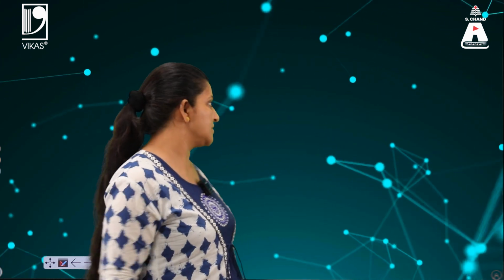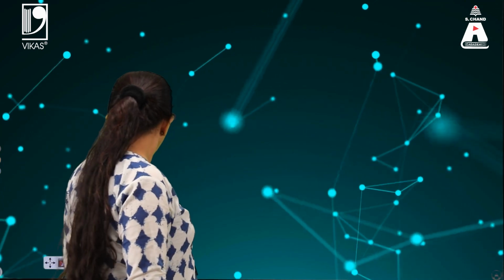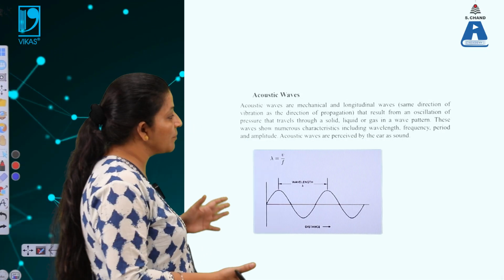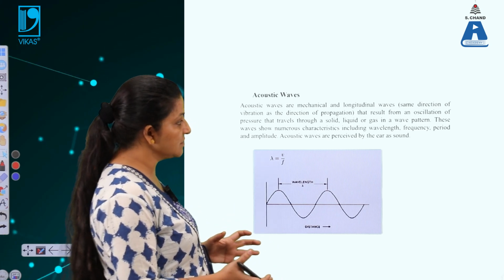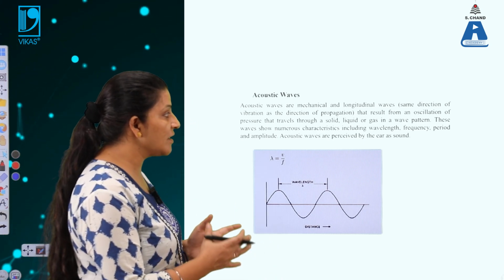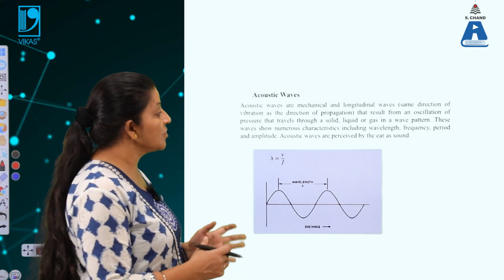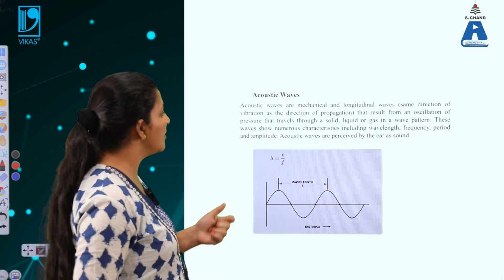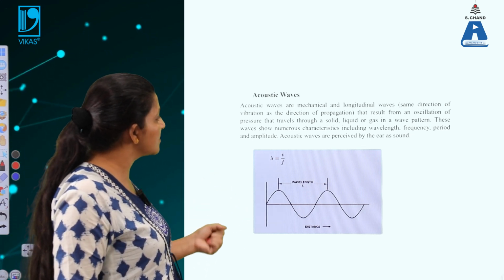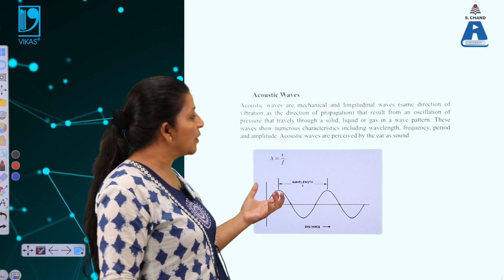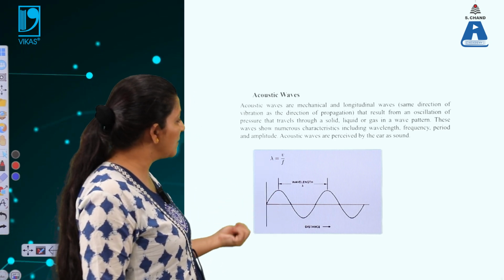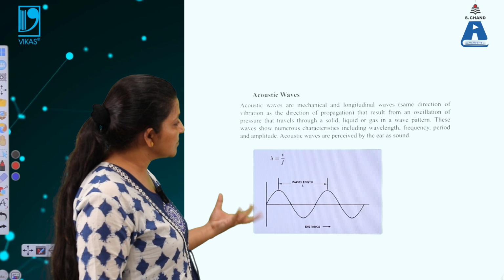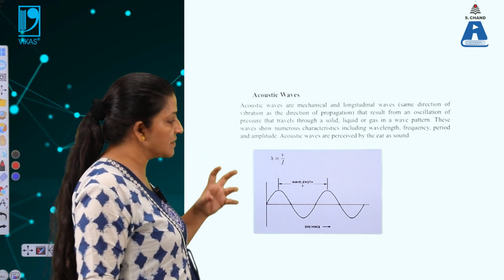Now I will explain the waves which are associated with solids, liquids and gases. Those waves are known as acoustic waves. Acoustic waves are produced when we apply pressure to a solid, liquid or gas. They travel through the given system in the form of a wave pattern. Such waves are known as acoustic waves. These waves also show numerous characteristics including wavelength, frequency, time period and amplitude. And acoustic waves are perceived by the ear as sound.